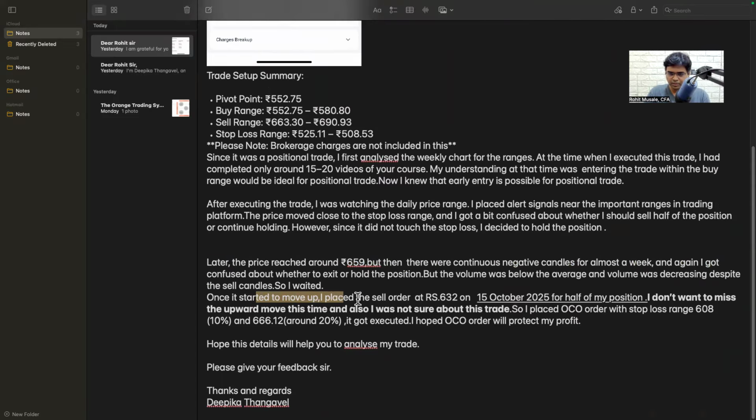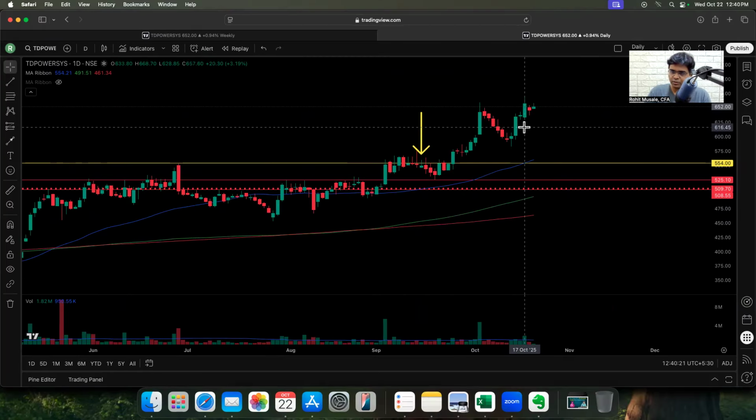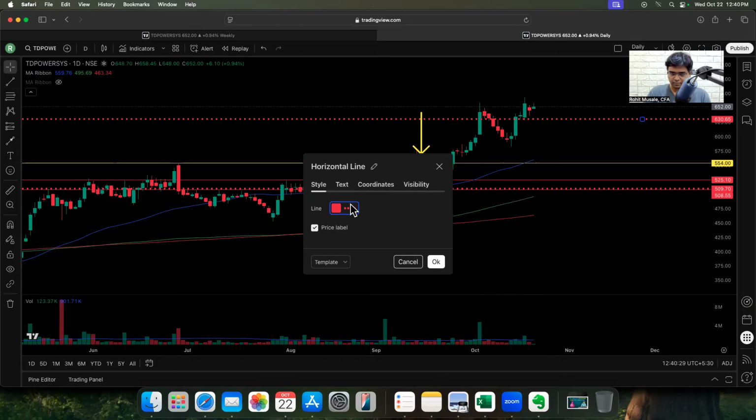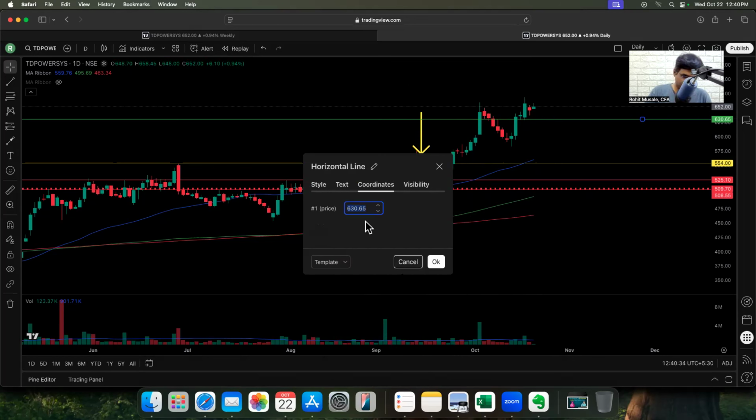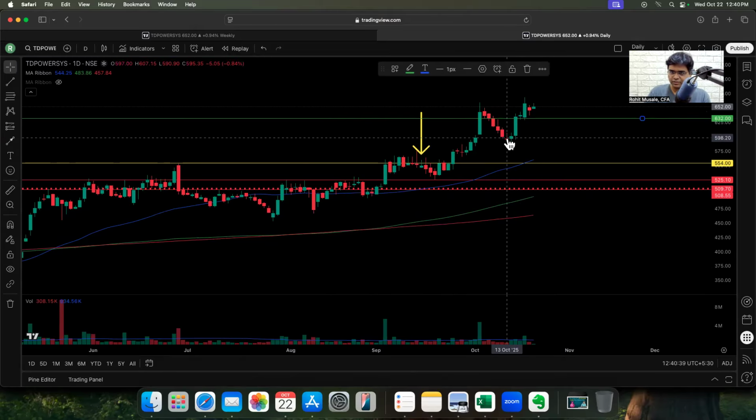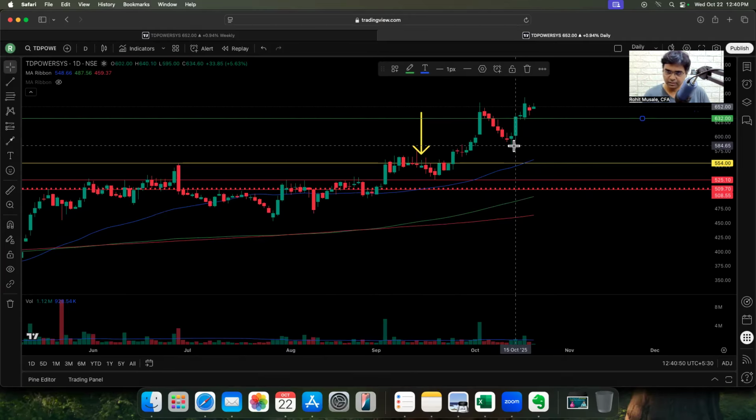Once it started to move up, I placed the sell order at 632 on 15 October for half of my position. So it started moving up. Then she put her order at 632. So somewhere here. So let's mark a line there. 632. So she placed it when it started going up, at 632 on 15th October. So live, when the market was going on live, she places a sell order.